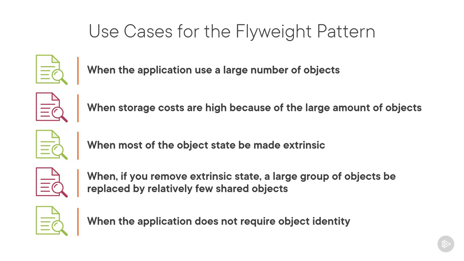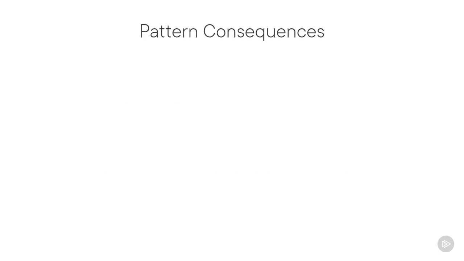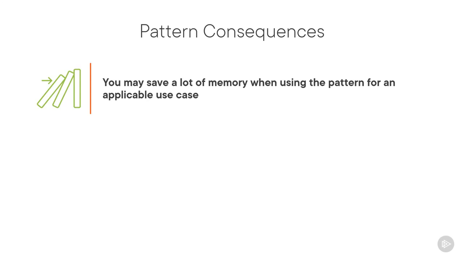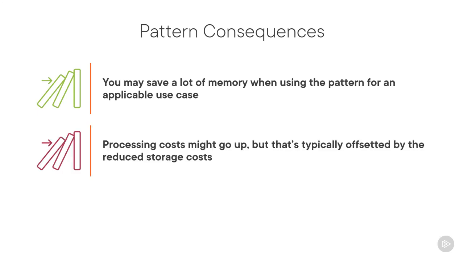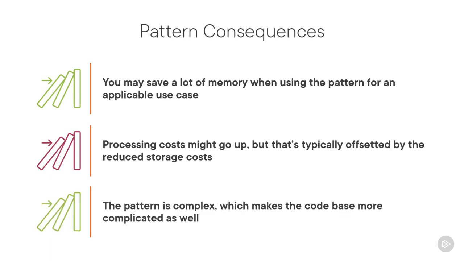Let's check out the pattern consequences. A positive consequence is that you may save lots of memory when you use this pattern for an applicable use case. That being said, it might be that you end up with some more processing costs because of the need to inject or compute extrinsic state if that state was stored as intrinsic state previously. That's a disadvantage, but that's almost always offset by the reduced storage costs, i.e. the reduced memory use. Another disadvantage is that this is quite a complex pattern, which means that your codebase as a whole will become a lot more complicated.